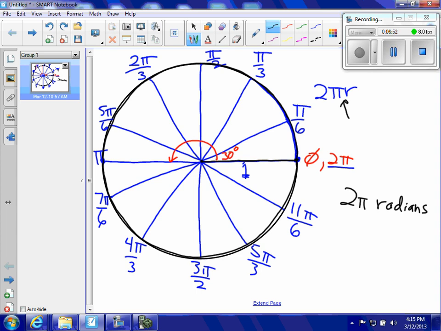If I go halfway around the circle, let's use a different color. If I go halfway around the circle, I haven't gone 2 pi radians, I've gone 1 pi radian.